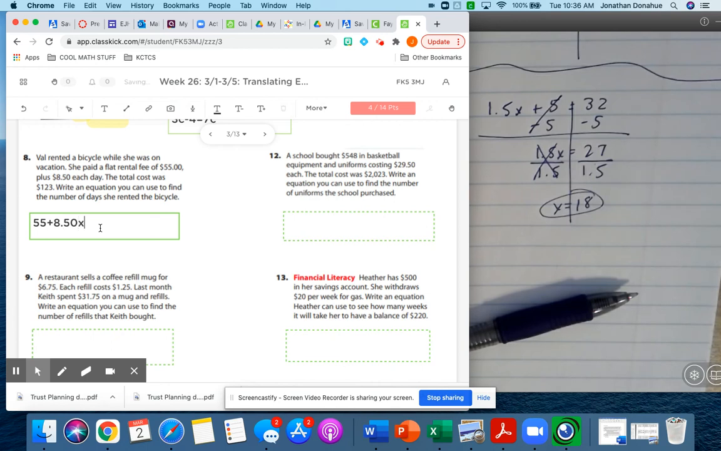So we're going to multiply that by x equals, and then it says the total cost is 123. And that's it. So when it comes down to these word problems, just find the thing that repeats over and over again. Let's try another one.